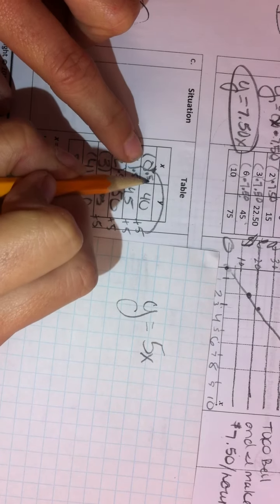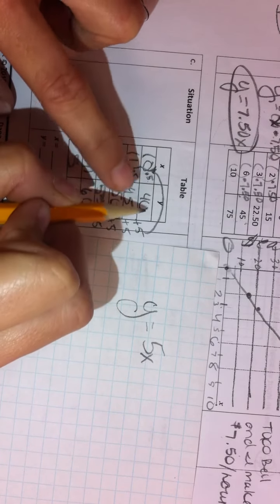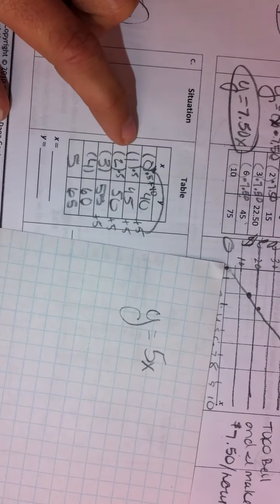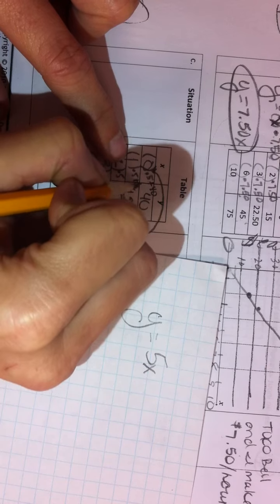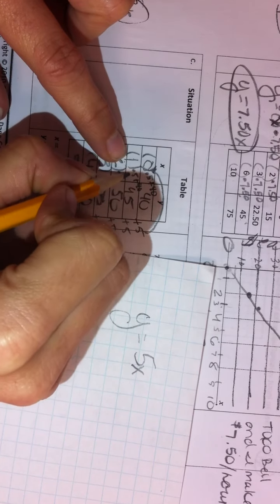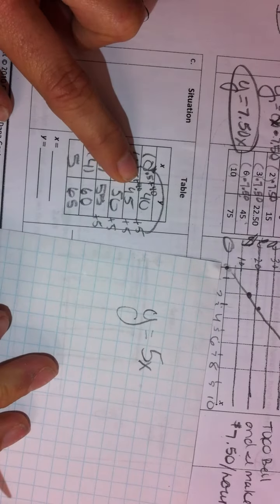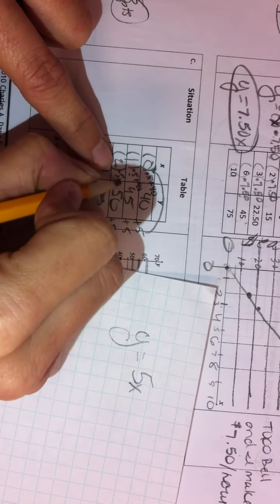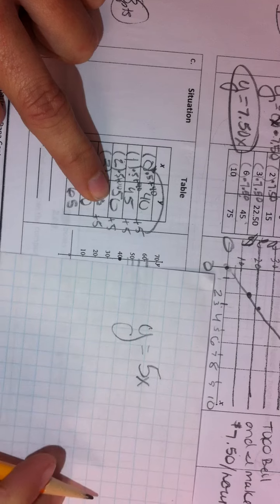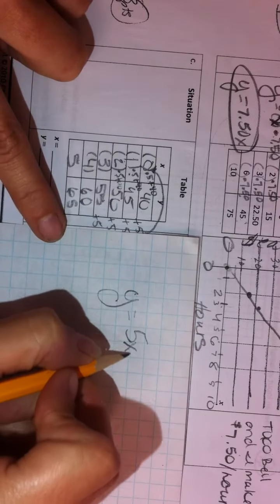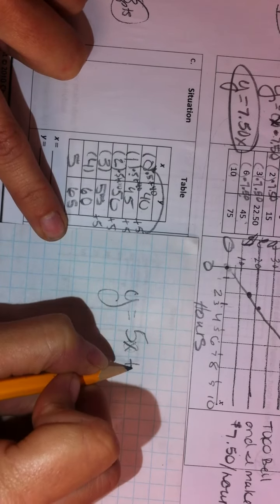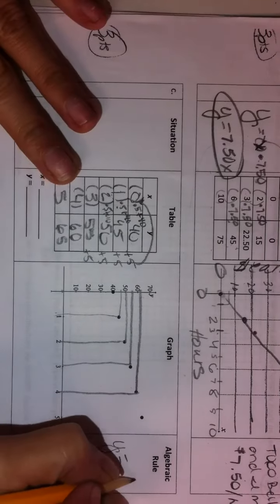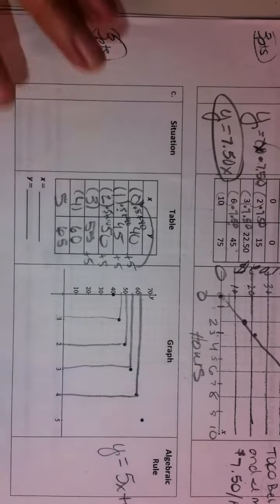Now, 0 times 5 is 0. What would we have to add to get to 40? We'd have to add 40. Let's see if that works for all of them. 1 times 5 is 5, plus 40 is 45, okay? 2 times 5 is 10, plus 40 is 50, so it works every time. So you're going to multiply the x by 5 first, and then you're going to add 40. So your rule is y equals 5x plus 40.